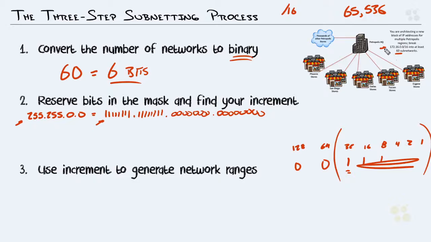I'm taking extra time to explain this to make sure that you're following the concept of what you're doing. And I'm going to say, I want more. Matter of fact, I need at least 60. So I'm going to take 1, 2, 3, 4, 5, 6 bits and flip them over to the network side. The rest of these remain 0.